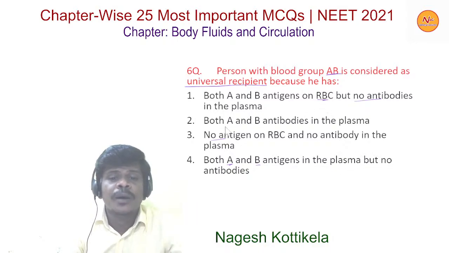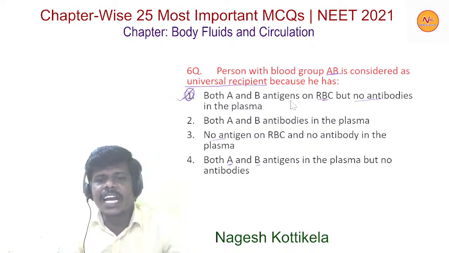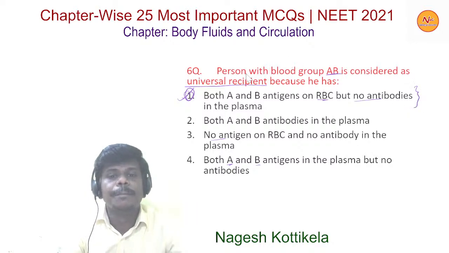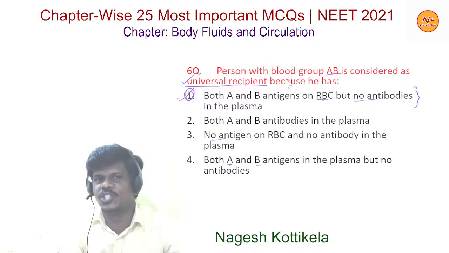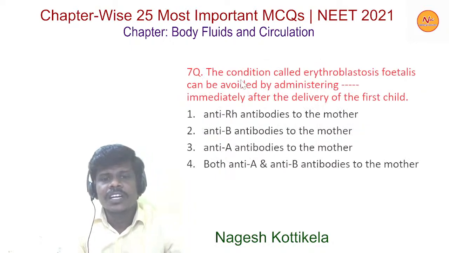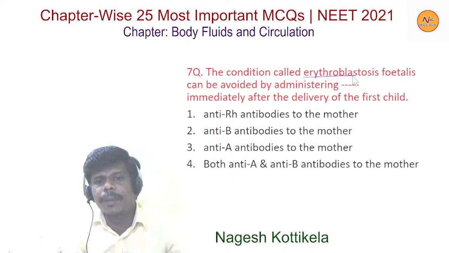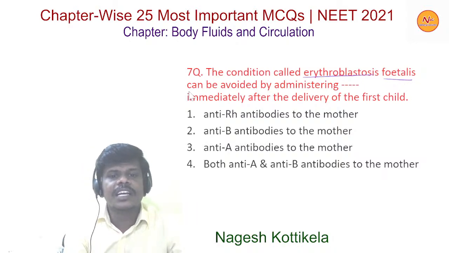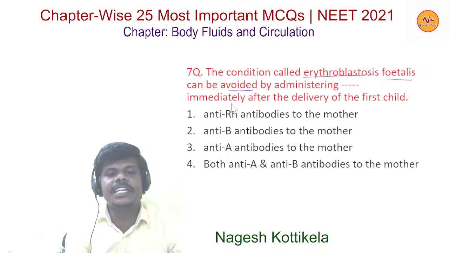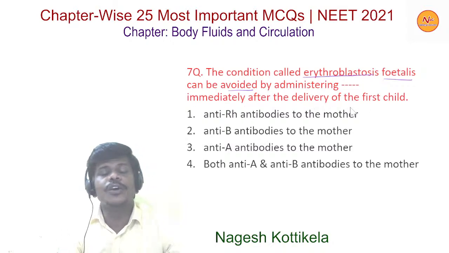So here, because of the first reason, both A and B antigens on RBC but no antibodies in the plasma. So because of this reason, person with blood group AB is considered as universal recipient. Okay, so moving to the next question here. The condition called erythroblastosis fetalis can be avoided by administering dash immediately after the delivery of the first child.